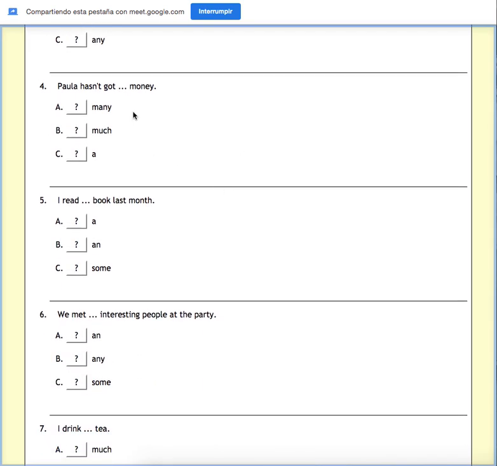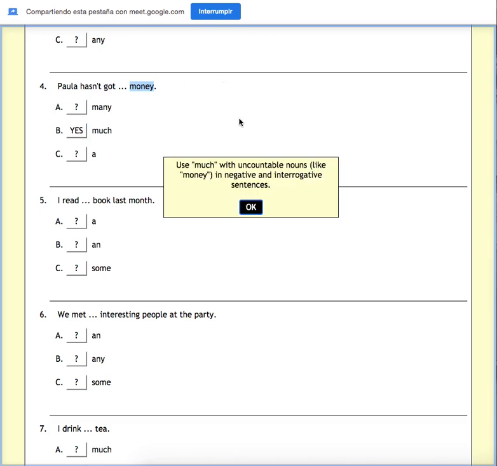Paula hasn't got a space money. How can you complete it? Many, much, a. Go ahead, Isa. I think many. Look at this, countable or uncountable? Uncountable. What do you use with uncountable? Many or much? Much. Okay, don't forget about it. Don't get confused. Paula hasn't got much money.